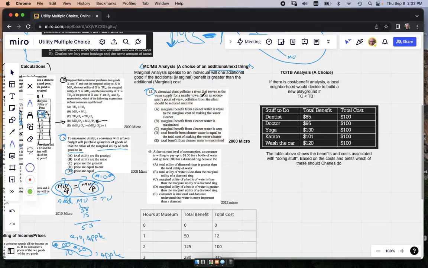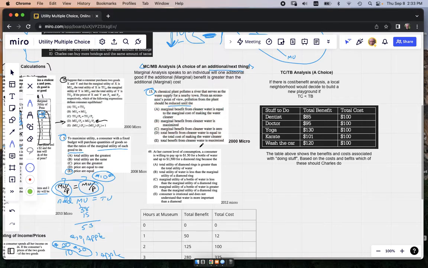A chemical plant pollutes a river that serves as a water supply for a nearby town. From an economic point of view, pollution from the plant should be reduced until: marginal benefit from cleaner water is equal to the marginal cost of making the water cleaner; marginal benefit is maximized; marginal benefit of cleaner water is zero; total benefit from clean water is equal to the total cost of making the water cleaner; total benefit from cleaner water is maximized.